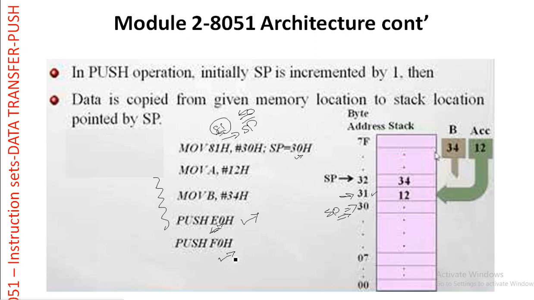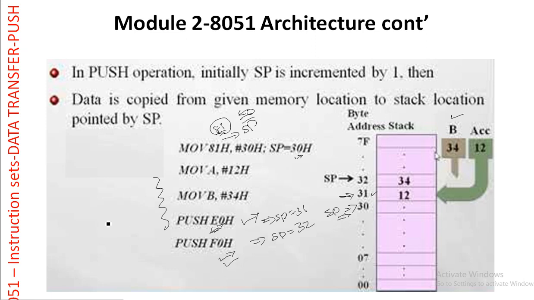Again, PUSH F0. F0 is the address of the B register in our microcontroller. B is holding the value 34. So PUSH F0 will copy 34 to location 32, because during this instruction SP is incremented to 32. Understood? So that is the push operation.